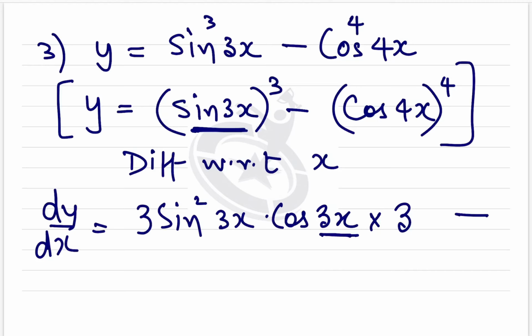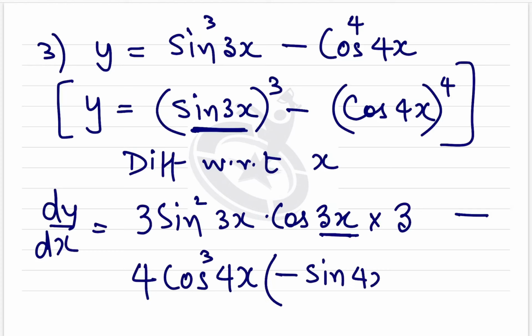Second bracket is cos raised to 4x, the whole raised to 4. So the formula becomes what? 4 cos cube 4x into derivative of cos is minus sin 4x into derivative of 4x भी आएगा. Clear? So this 3 and this 3 becomes 9. This 4 and this 4 becomes 16, and minus into minus becomes plus.